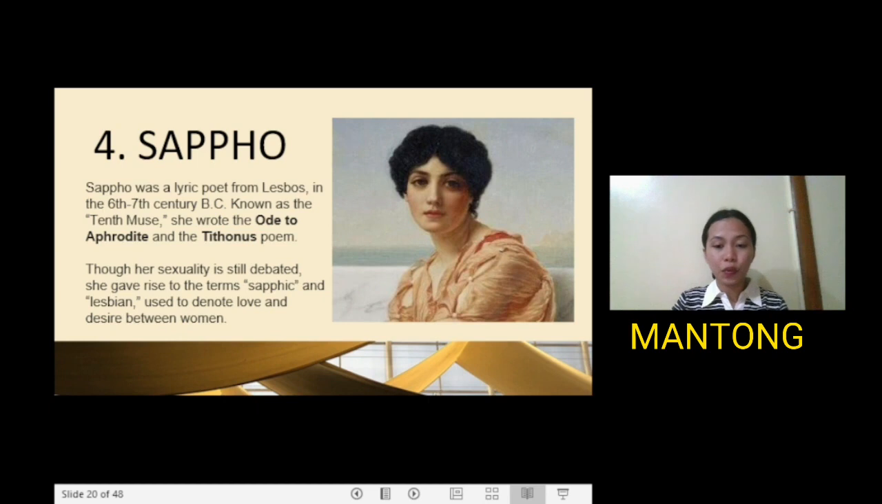Let's proceed to the fourth. We have Sappho. Sappho was a lyric poet from Lesbos in the 6th to 7th century BC. She was known as the tenth muse. She wrote the Ode to Aphrodite and the Tithonus poem. Though her sexuality is still debated, she gave rise to the terms sapphic and lesbian, used to denote love and desire between women.